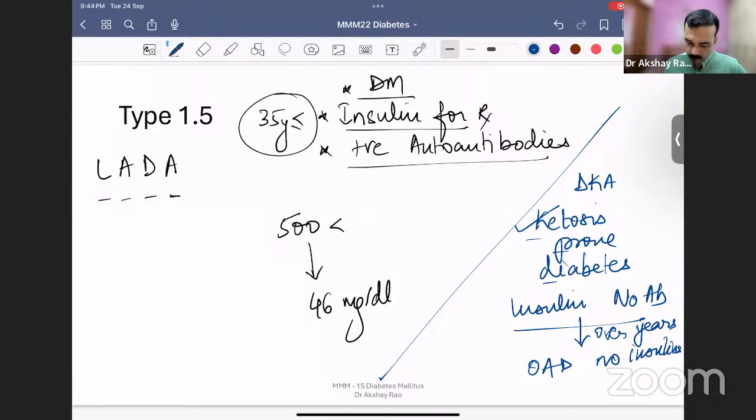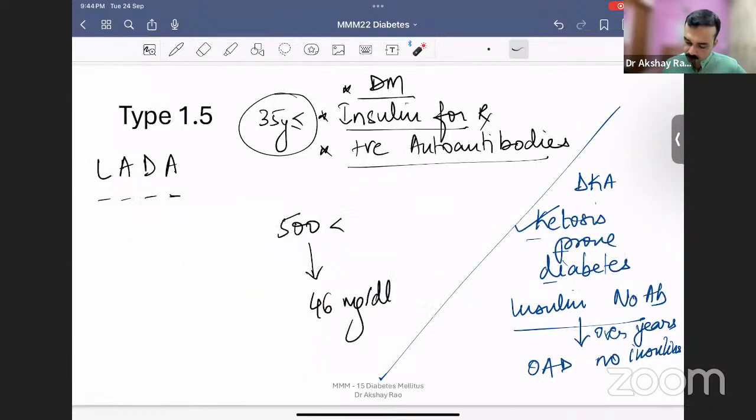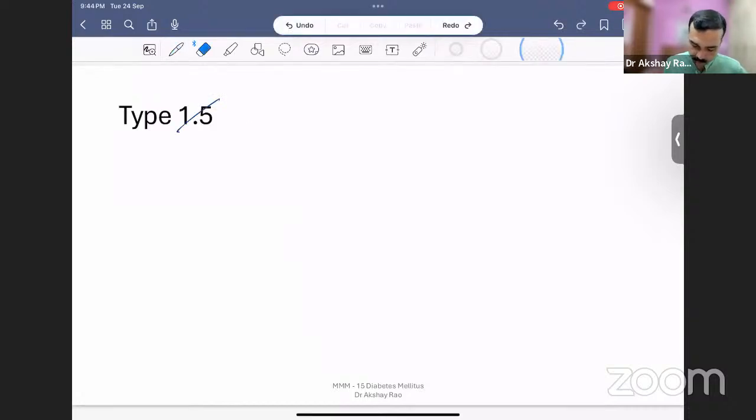Likewise, LADA. Okay. So actually speaking, what's happening in type 2 diabetes is... maybe I should not, hold on.